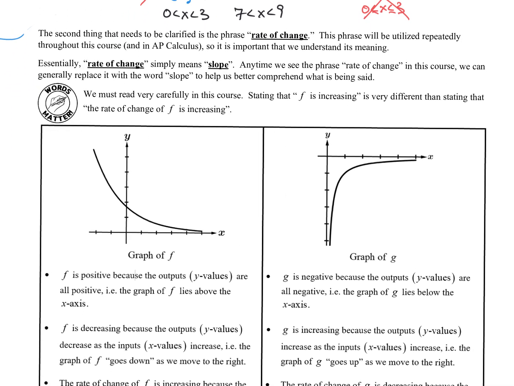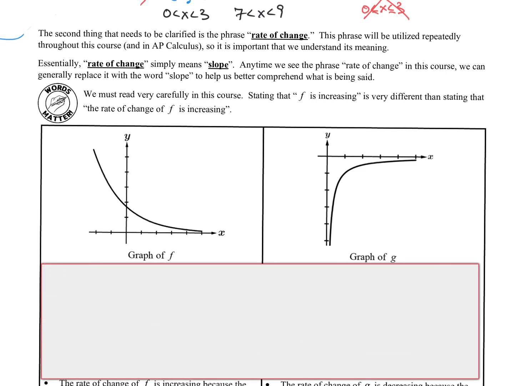Josh, go ahead. The second thing that needs to be clarified in this phrase is rate of change. This phrase will be utilized repeatedly throughout this course, so it is important that we understand its meaning. Essentially, rate of change simply means slope. Anytime we see the phrase rate of change in this course, we can generally replace it with the word slope to help us better comprehend what is being said. We must read very carefully in this course. Stating that f, or function, is increasing is very different than stating that rate of change of f is increasing.